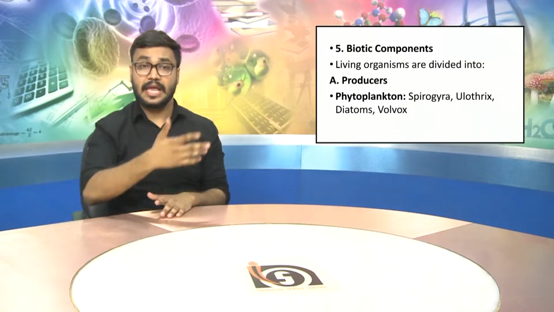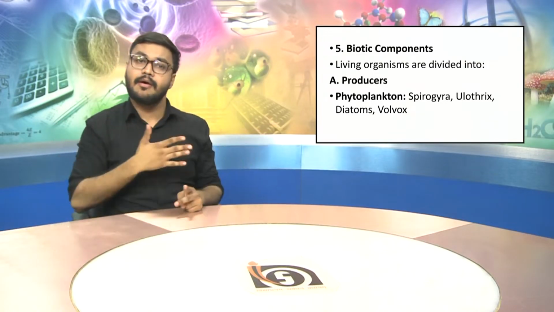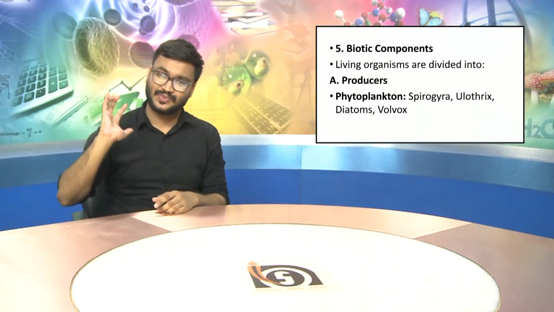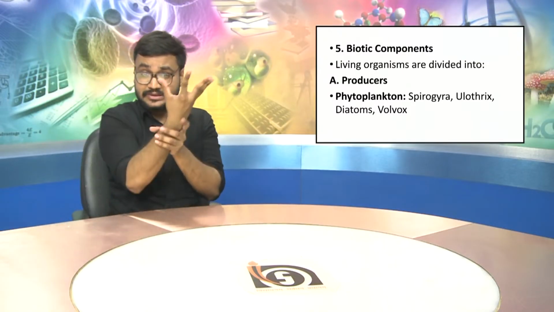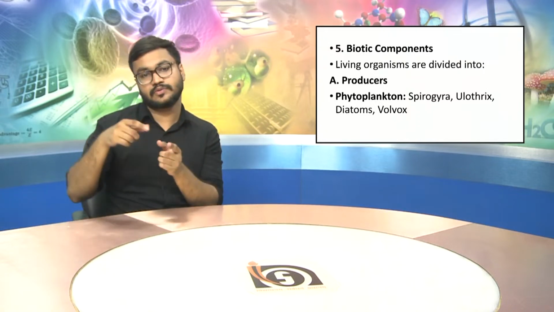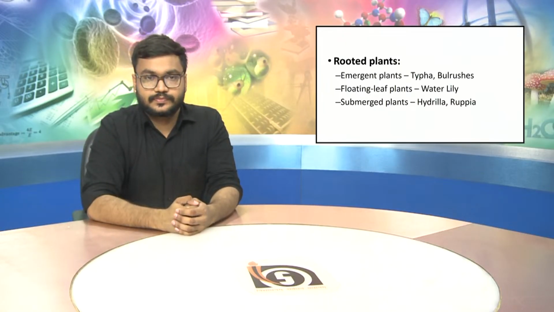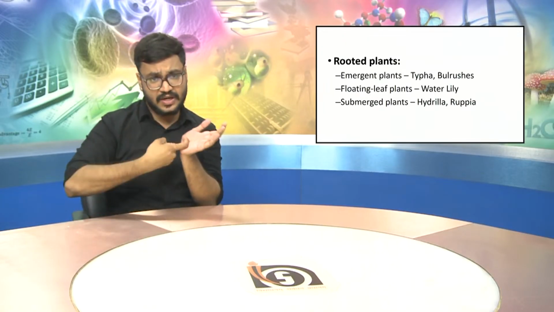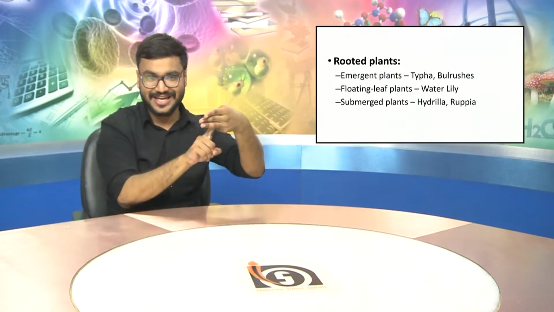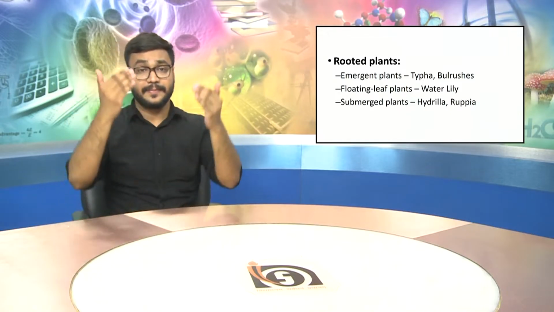And after that, we have seen the biotic components, which are living organisms. And it is divided into two parts. First is producers, which includes phytoplankton and rooted plants like emergent plants, floating leaf plants, and submerged plants.